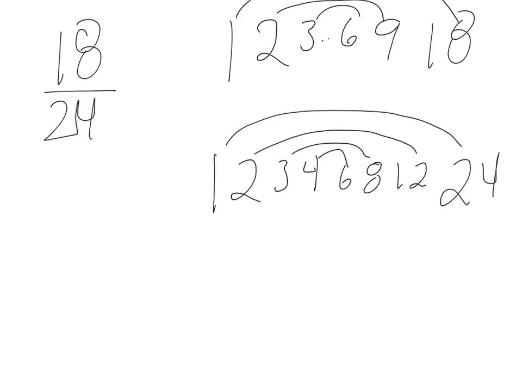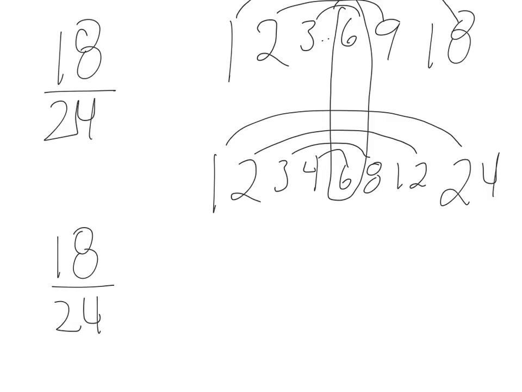Now that I have my factors listed for both numbers, I'm going to look for the largest common factor. So they do share a 2, but that's not the largest. They also share a 3. Again, not the largest. The largest number they have in common happens to be a 6, which means I can take 18 and 24 and divide them by 6.